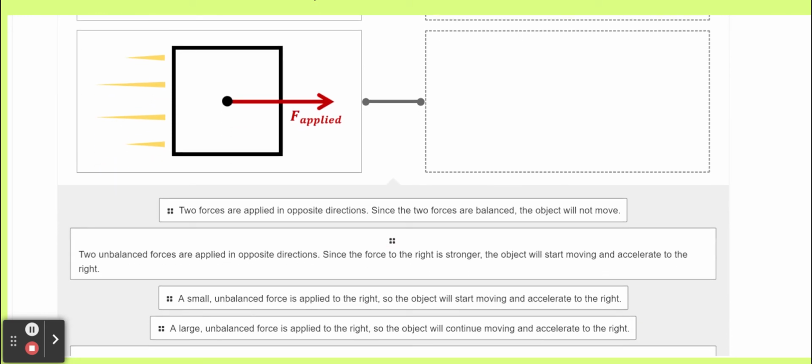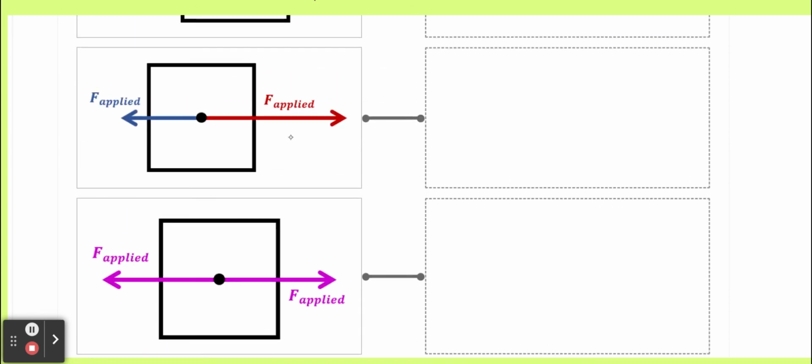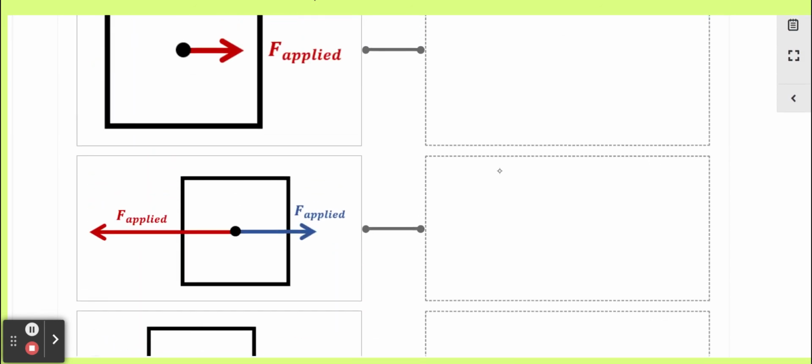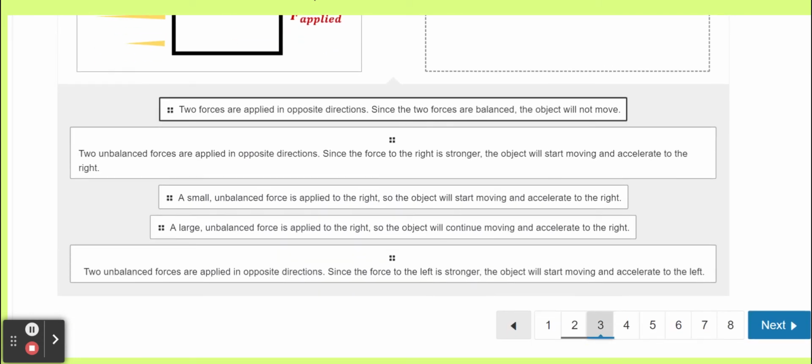Two forces are applied in opposite directions. Okay, so that could apply to a couple of these. So we have forces applied in opposite directions here, and here, and here. So it could be any one of these three so far. Let's see. Since the two forces are balanced, we want the forces to be the same strength. Okay, the arrows should be the same length. The object will not move.